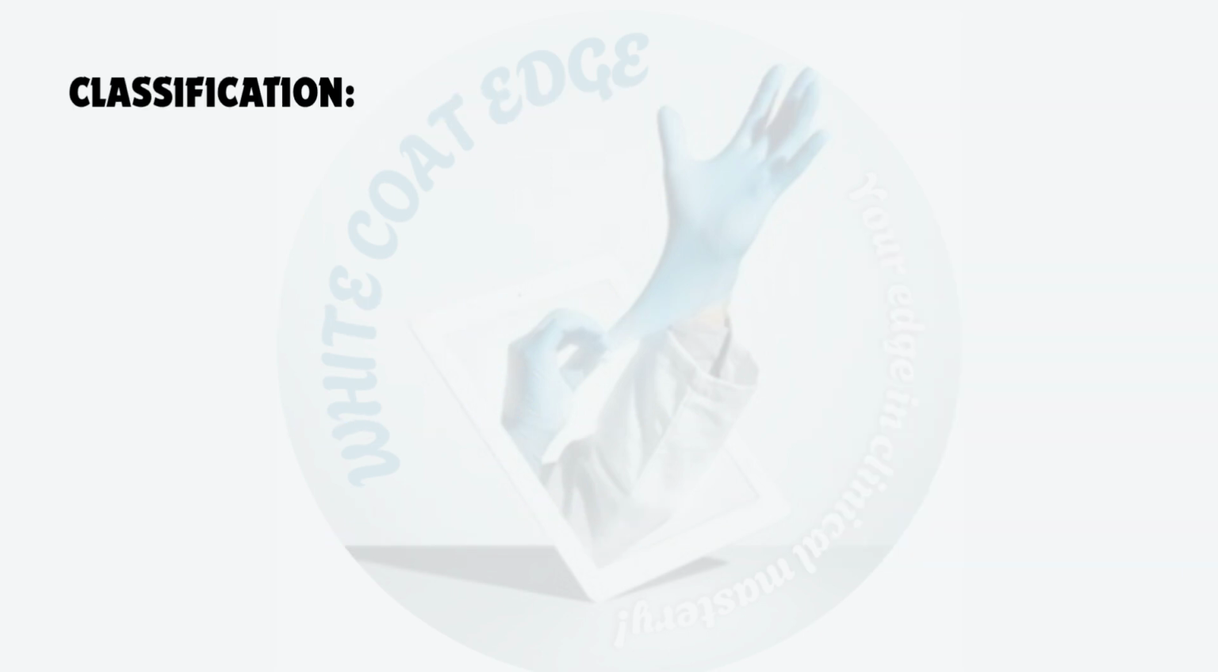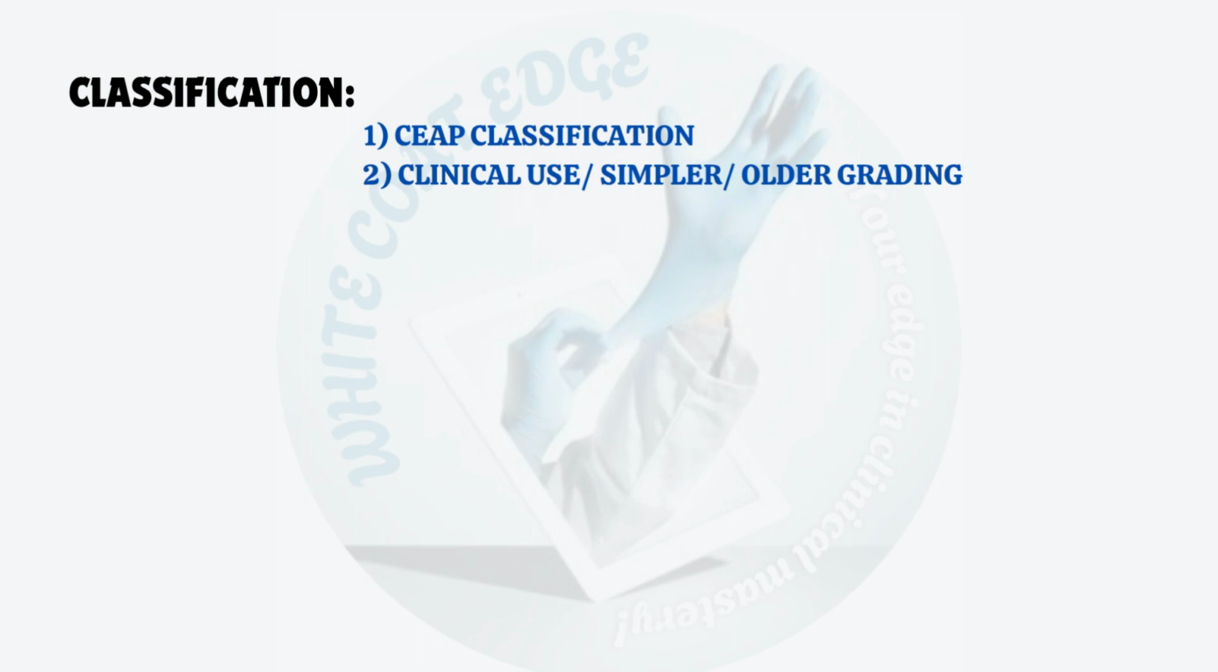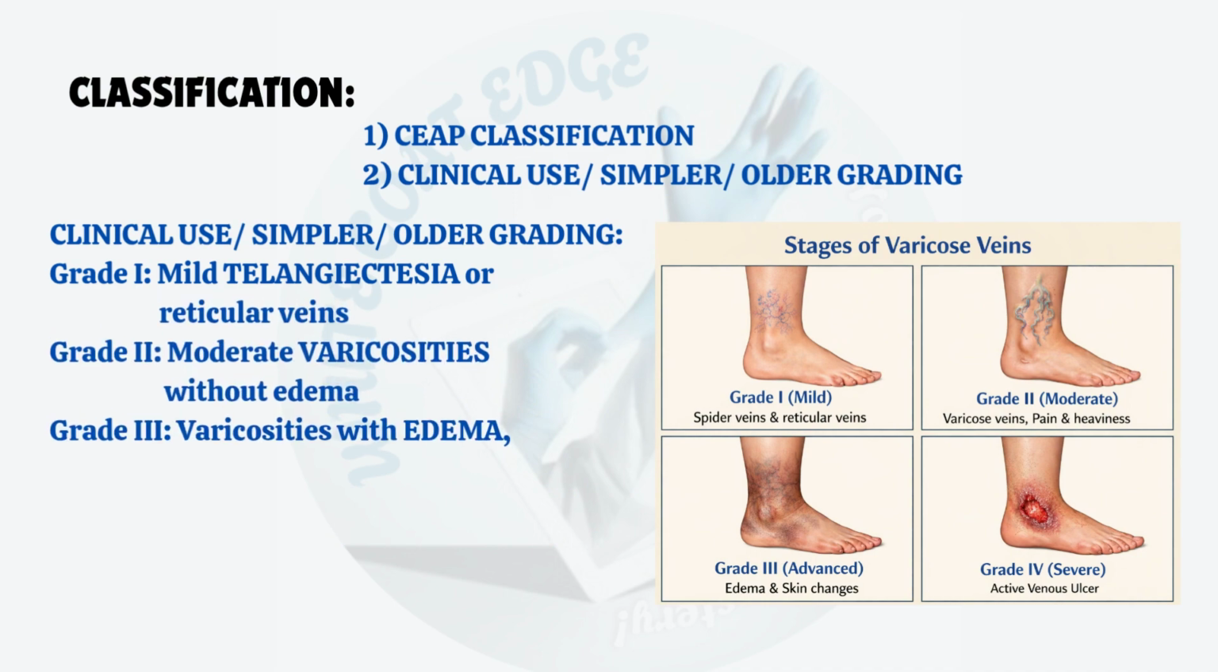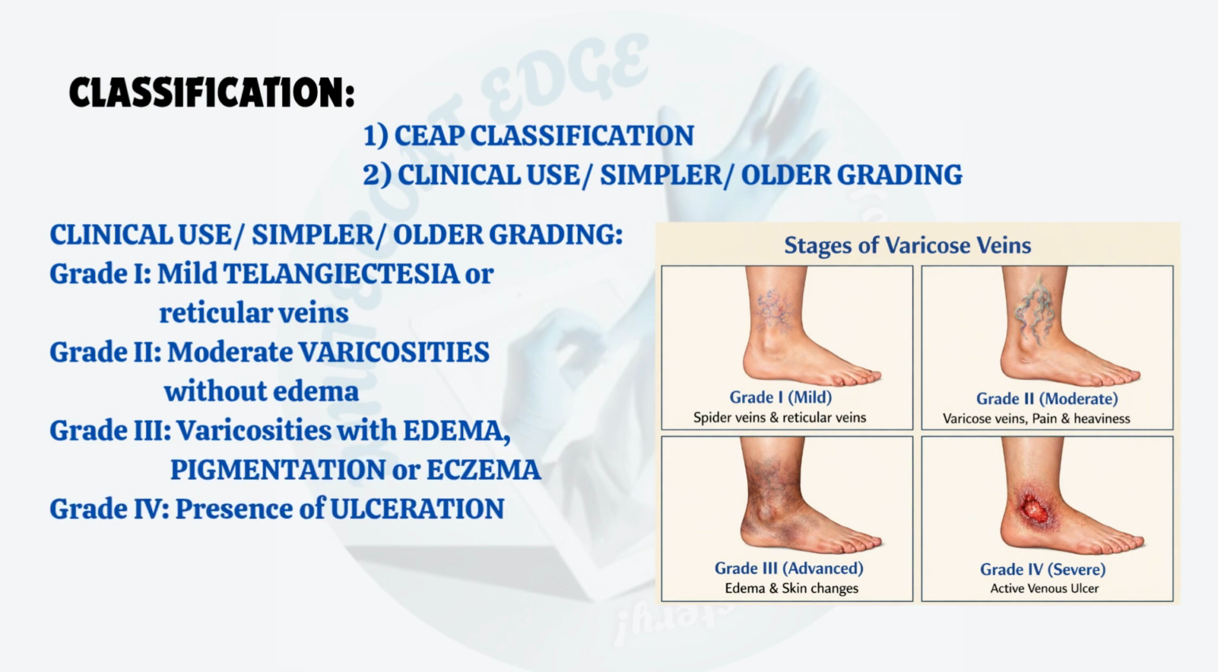For classification, we have two types. First is the CEAP standard classification and the other is the simpler or older grading. You can remember whichever you want, but CEAP classification is the standard. First we'll see the simpler or older grading. Here grade 1 is mild telangiectasia or reticular veins. Grade 2 is moderate varicosities without edema. Grade 3 is varicosities with edema, pigmentation or eczema. Grade 4 is presence of ulceration. It may be active or healed.